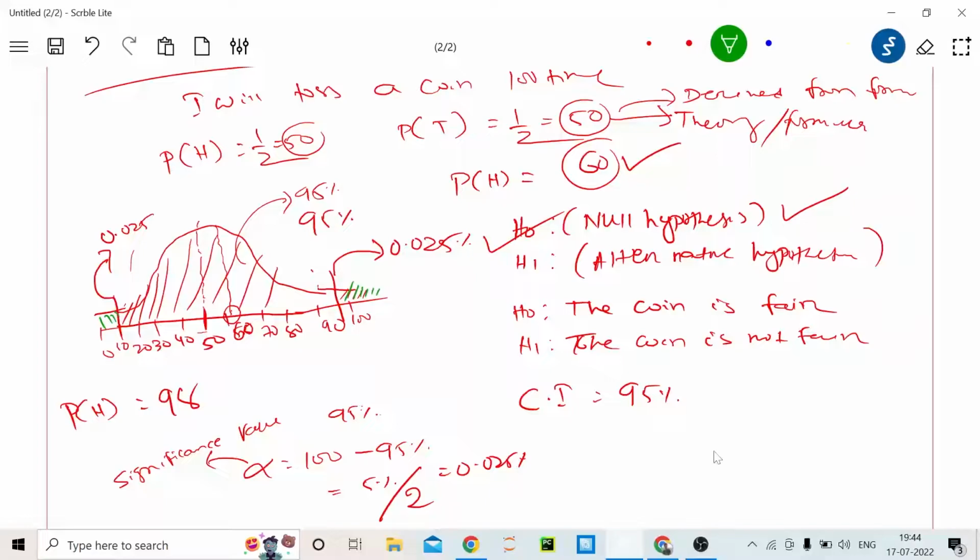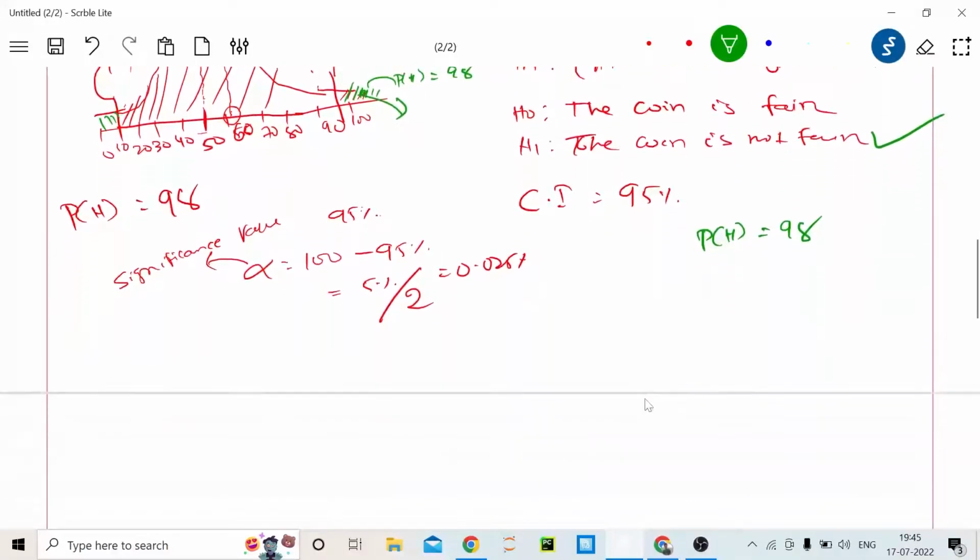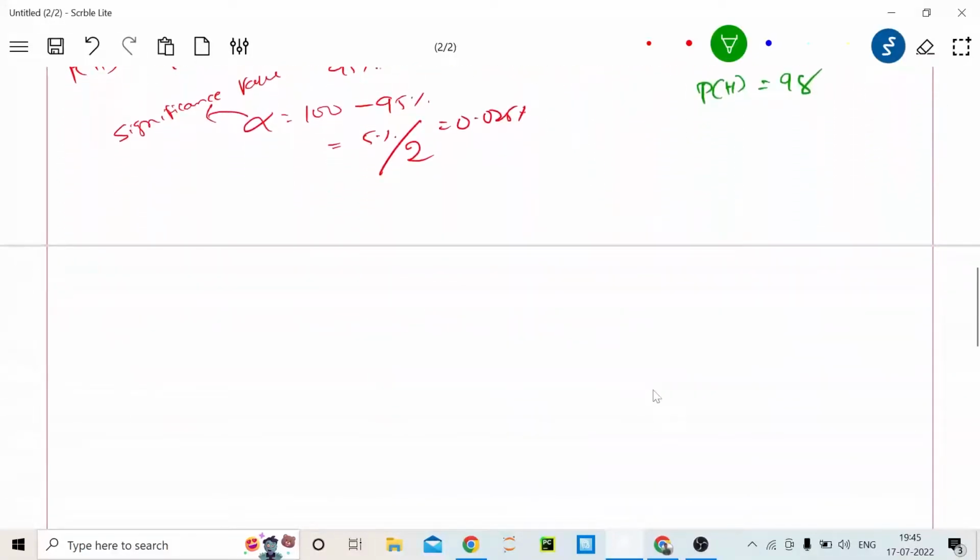If our conducted value, let's say our probability of head we get is 98, falls here, then we can reject our null hypothesis. So we can say that the coin is not fair. We reject the null hypothesis, that means we accept the alternative hypothesis. In hypothesis testing, the confidence interval is given to you. Let me write one thing, what is confidence interval.